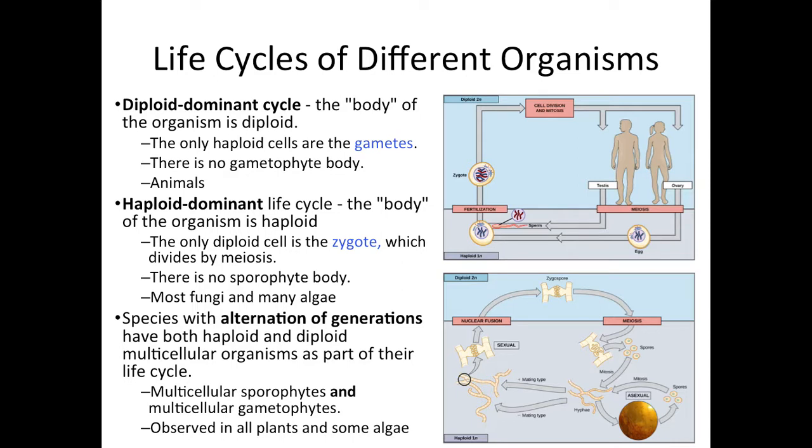But we're going to talk about species that undergo an alternation of generations. And those species, like plants and certain algae, have both haploid and diploid bodies. They have multicellular diploid bodies that are known as the sporophyte, and they have multicellular haploid bodies that are known as the gametophyte.